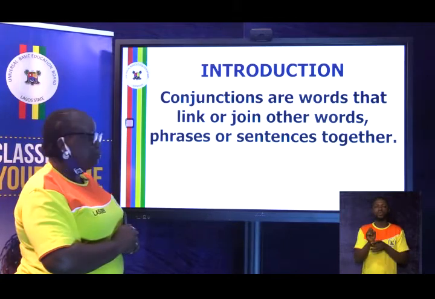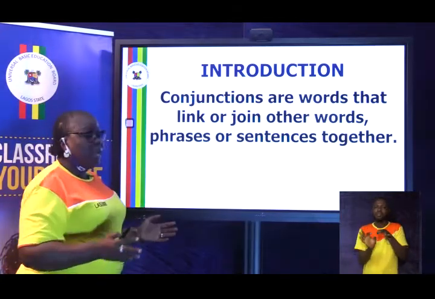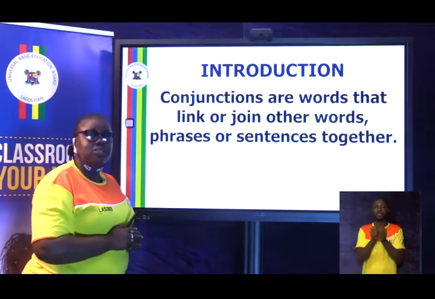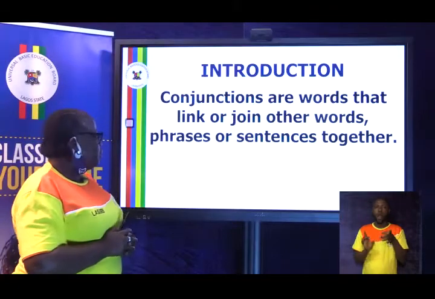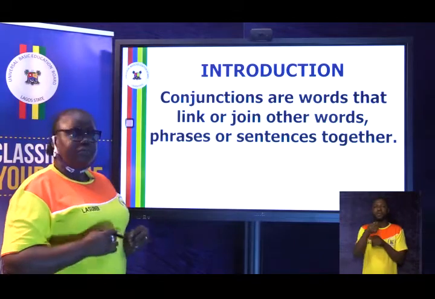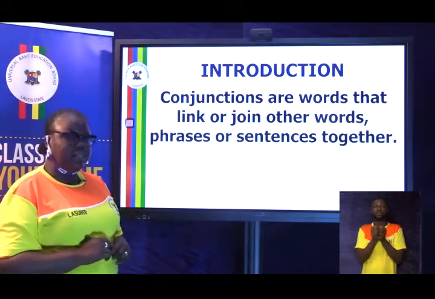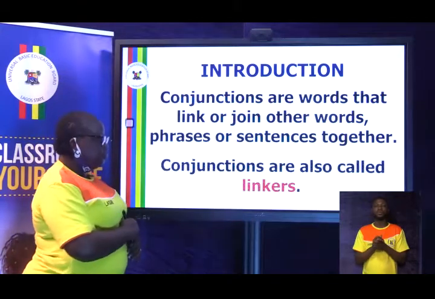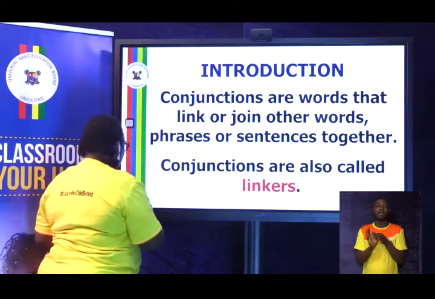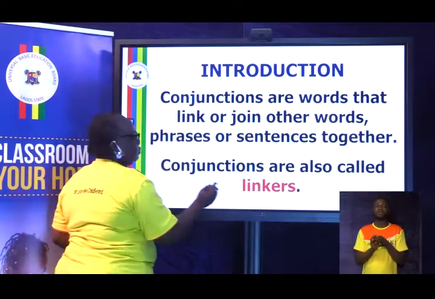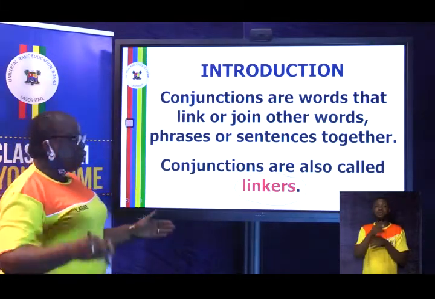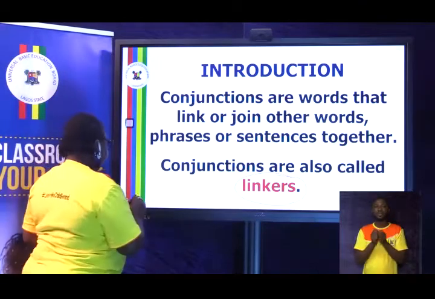What are conjunctions? Conjunctions are words that link or join other words, phrases, or sentences together. I take that again. Conjunctions are words that link or join other words, phrases, or sentences together. We also call conjunctions linkers. We call conjunctions what? Linkers. They are also called linkers because they link phrases or sentences together. Let's move on.